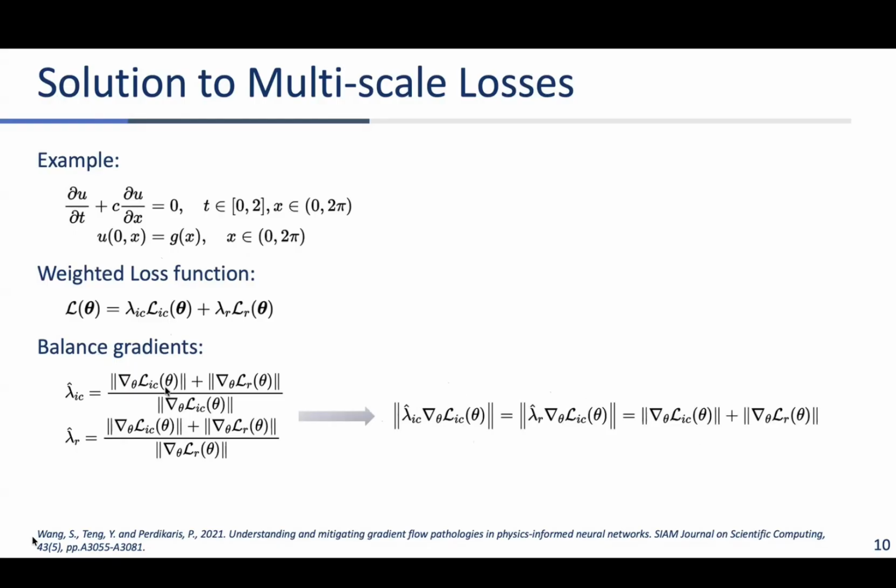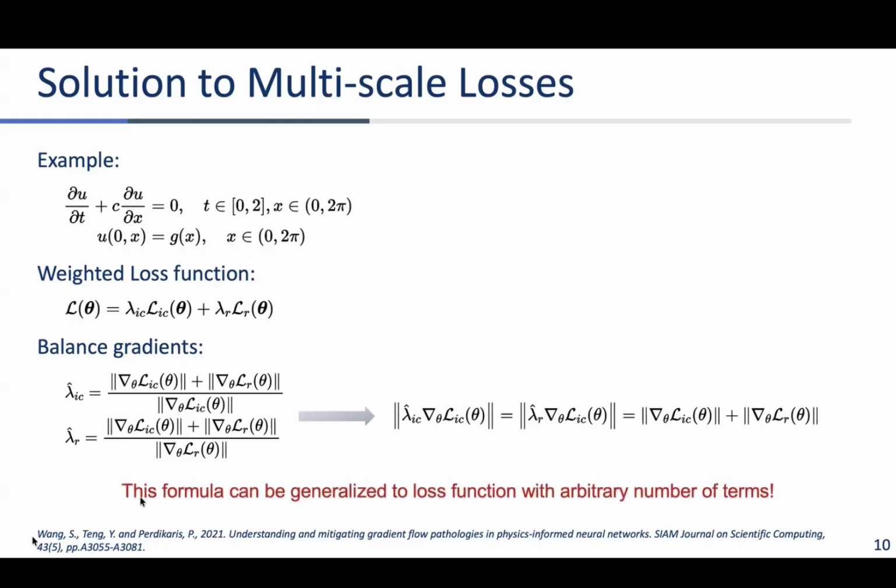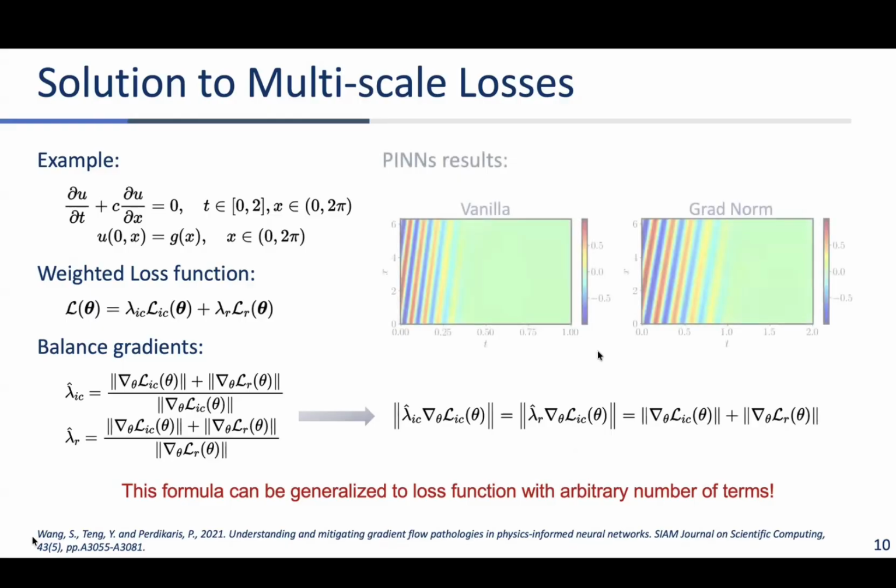We call this weighting scheme the gradient norm weighting scheme. Now let's see what happens if we apply such a weighting scheme in PINN training. I forgot to mention that this formula can be generalized to a loss function with an arbitrary number of terms. And here is the result.